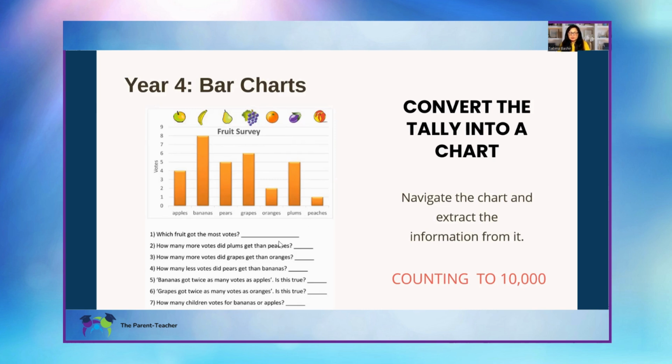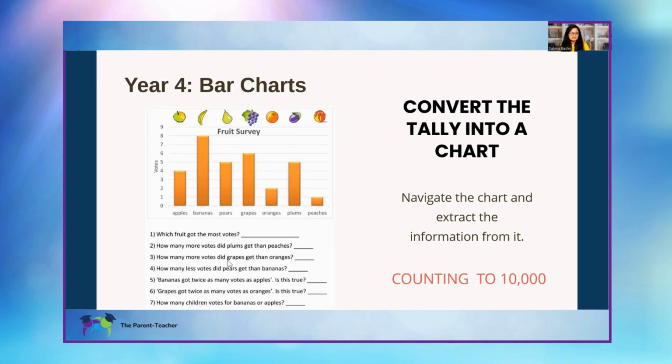If we have a look at these questions, which fruit got the most votes? Obviously the bar that's the tallest. Here it's 8, so 8 people preferred bananas. Then, how many more votes did the plums get than peaches? To work out how many more, we actually have to do a subtraction or take away. The children would look at plums, which is 5, and peaches, which is 1, and then take 1 away from 5, so the answer would be 4.